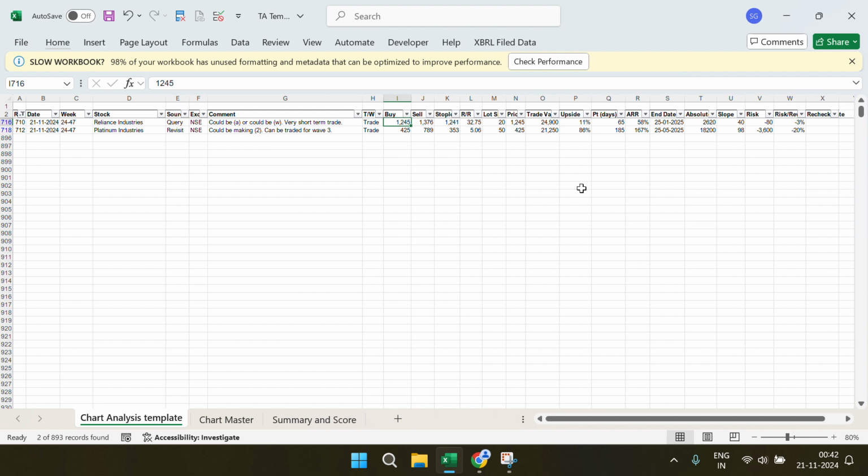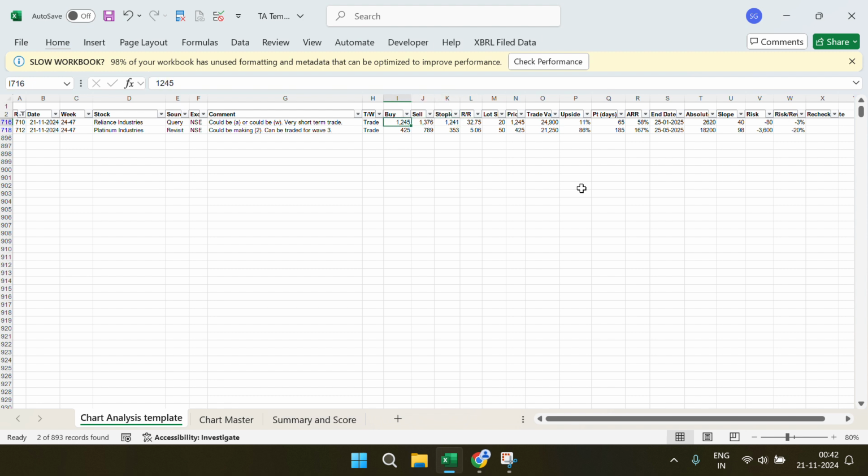I want to buy it at 1245. I will sell it at 1376. My stop loss is going to be 1241. Unless I have these three values, it will not be a trade. That's the basic discipline I'd like to follow, and I try to follow it. Unless I have a clear entry, clear exit and a clear stop loss, I will not even consider trading it. Based on this, it is calculating risk and reward.